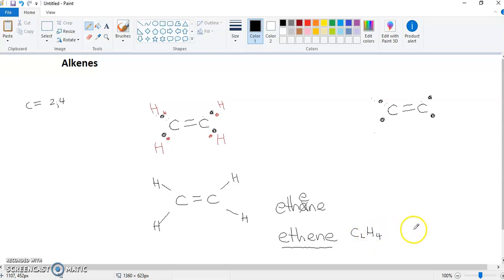and it's got the general chemical formula of CnH2n, and we'll see that when we have a look at the next one, which will be the propane version with a double bond, which will be called propene. Let's have a look at that now.